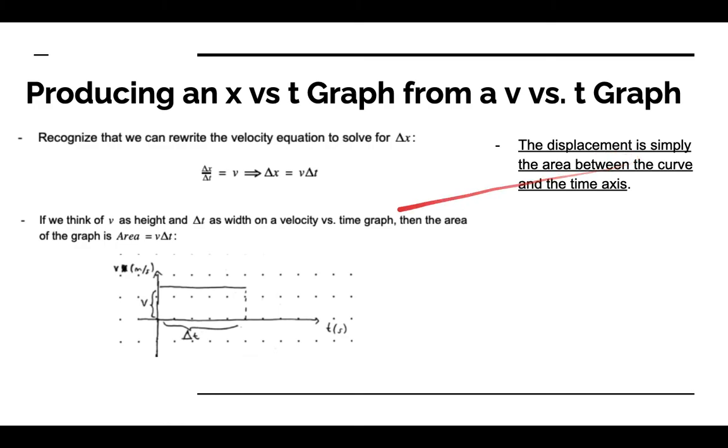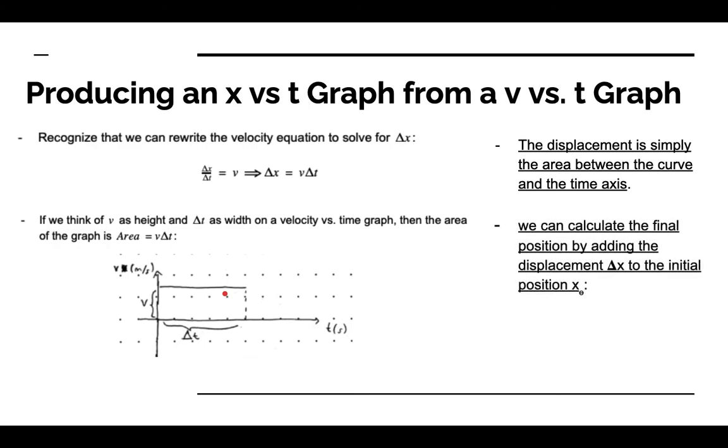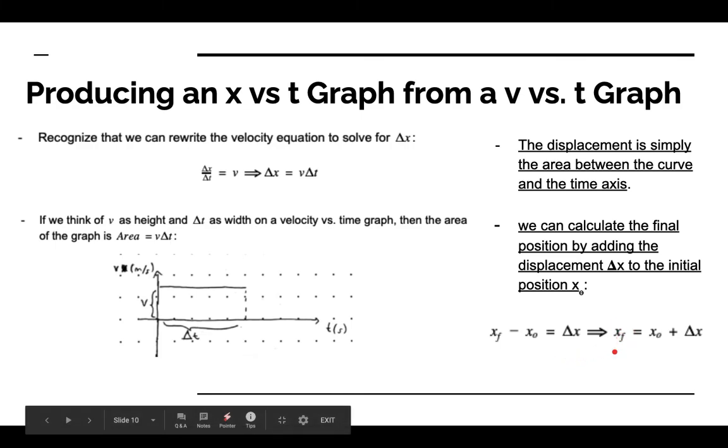So as a result, seeing that we have the same equation for area and the same equation for displacement, we come to the conclusion that the displacement on a velocity versus time graph over a certain interval is simply the area between the curve and the time axis. So if we want to calculate displacement over a certain time interval, we simply calculate the area between the velocity versus time graph and the time axis. If we want to calculate the final position, then we take the displacement we calculate from this area and add it onto our initial position. The idea being that our final position is equal to our initial position plus our change in position.